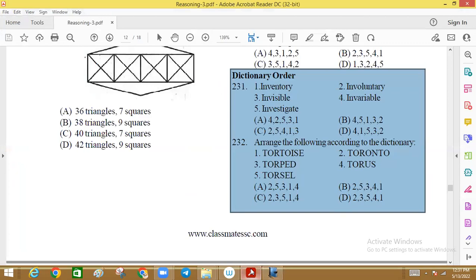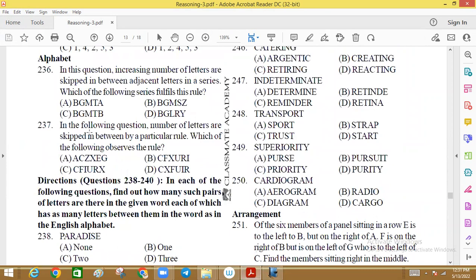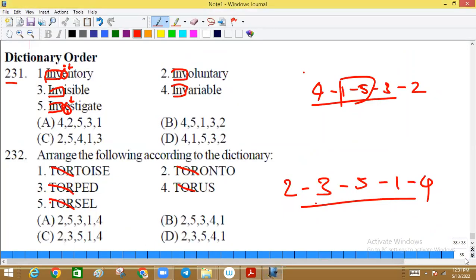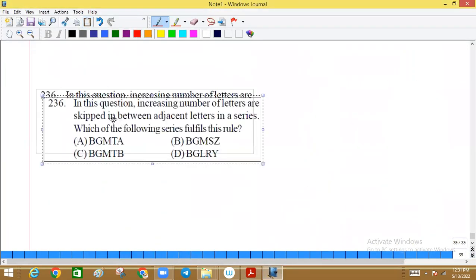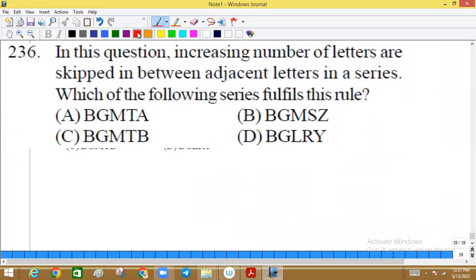So move forward. Yes, this is important because this type of question is quite frequent. It appears in the exam. Let's try to understand them. First, you try to attempt it, then I will solve it. In this question, increasing number of letters are skipped in between the adjacent letters in a series. Which of the following series fulfills this rule? Yes, concept of coding decoding. If you are perfect with that, you will get the answer very easily.